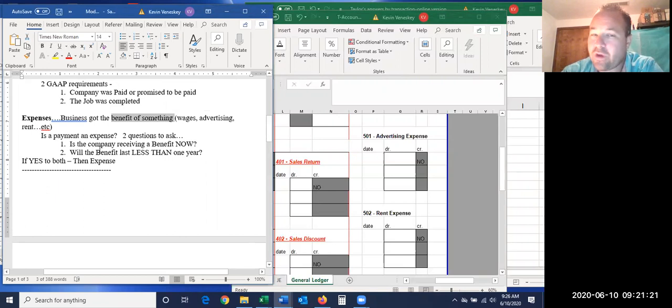We've got to meet these 2 criteria though for it to be an expense. Is the company receiving the benefit now? Am I getting the chair now? Yes. So that's okay, we're good there. Will this chair last me less than 1 year? And the answer there is no. That's going to be the holdup. We can't call this chair an expense because it's not something that we're just using right now and then only right now.